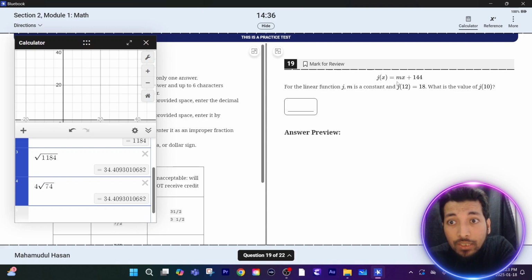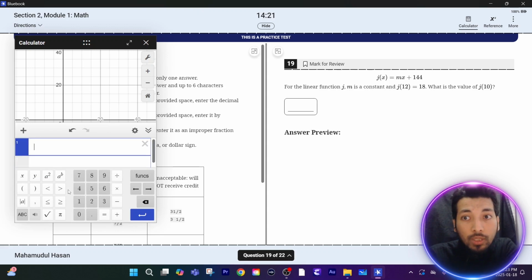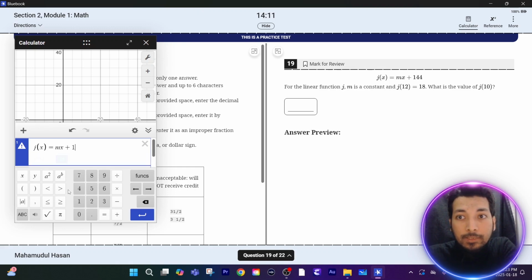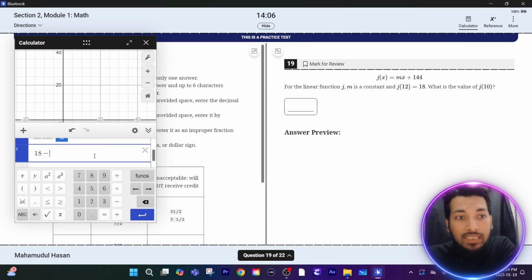j of x is equal to mx plus 144. For the linear function j, m is a constant and j of 12 is 18. What is the value of j of 10? So in this case, we need to solve for m first. And to do that, we can basically use the given point, which is j of 12 is equal to 18. So that means if we plug in 12 for x, we'll get j of x as 18. So j of x is equal to mx plus 144. Now j of x is equal to 18, which is equal to m times 12 plus 144.